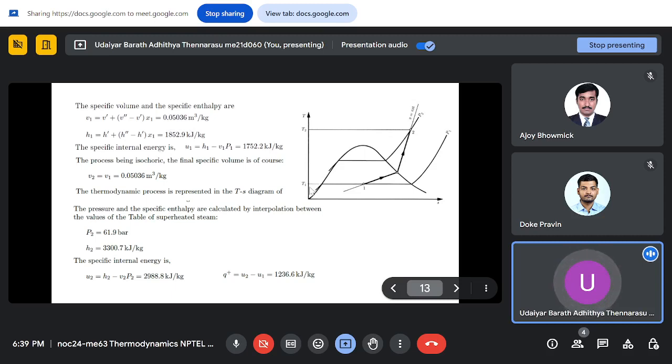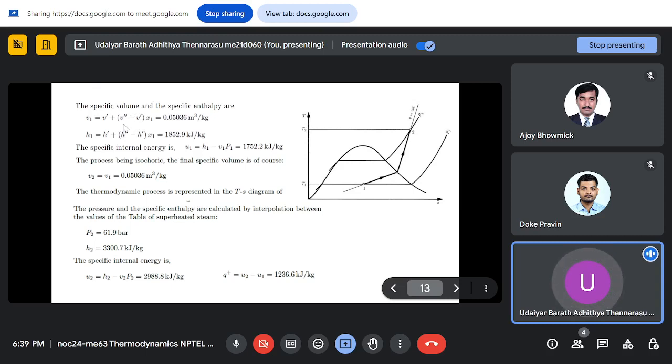Bar you convert into kilopascal, because this will be in kilojoule. So 20 into 10 power 2. Substituting that, we'll get internal energy as 1752.2 kilojoule per kg. So we have found out the internal energy, specific volume, and enthalpy here.